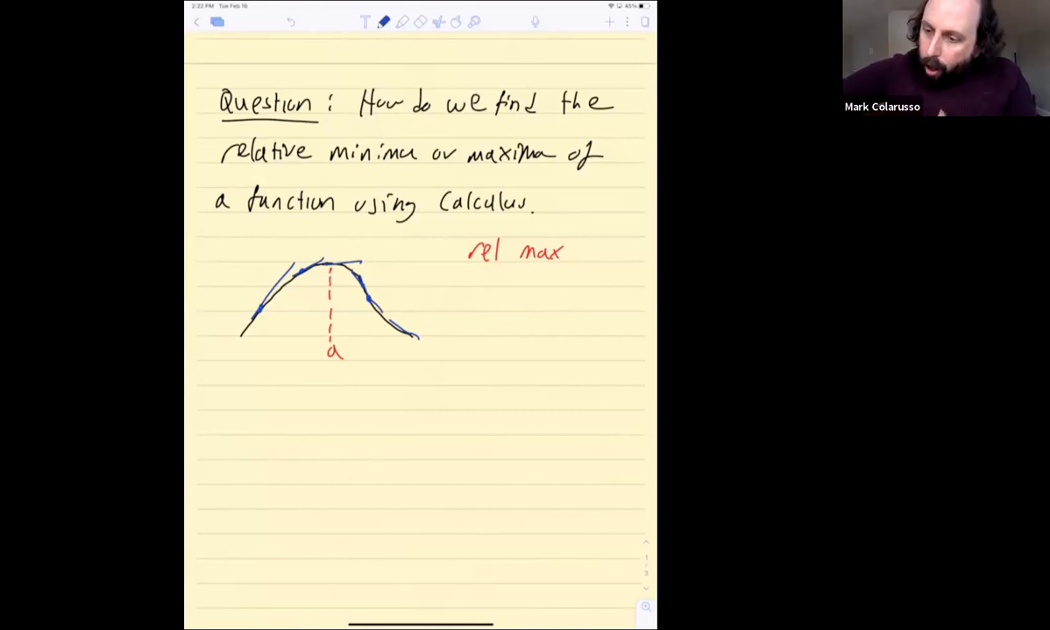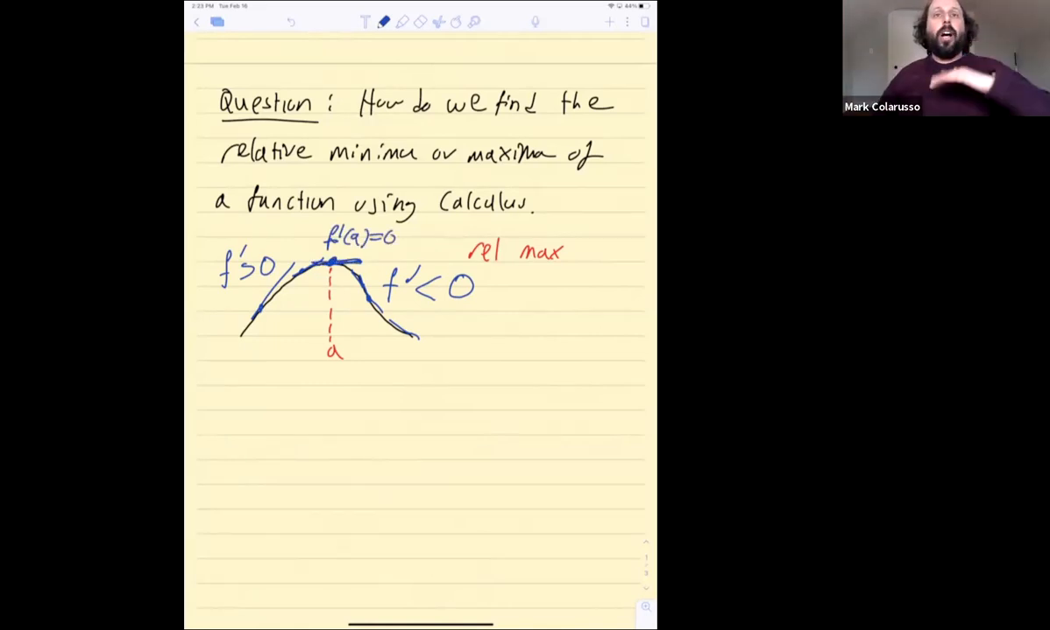Okay, so to the left of the max, we see that the tangent slopes are positive, and that's the same thing as saying the derivative is positive. And to the right of the max, the tangent slopes are negative, the derivative is negative. And exactly at the max, f prime at a is 0. We have a flat tangent line. If you're on the top of the mountain, you're not climbing anymore. The immediate tangent is flat.